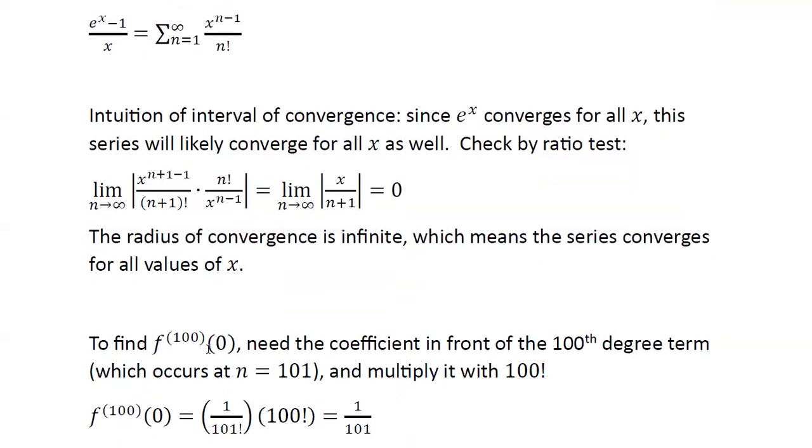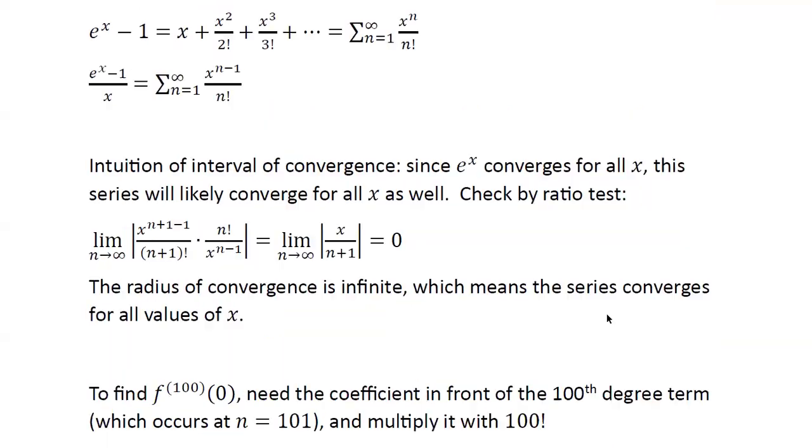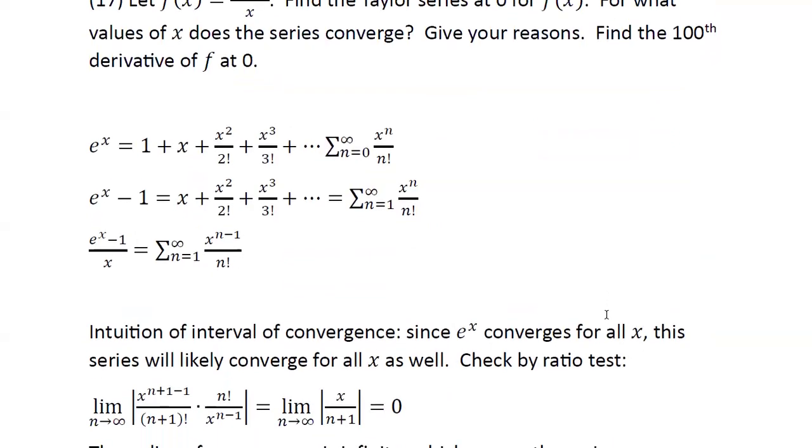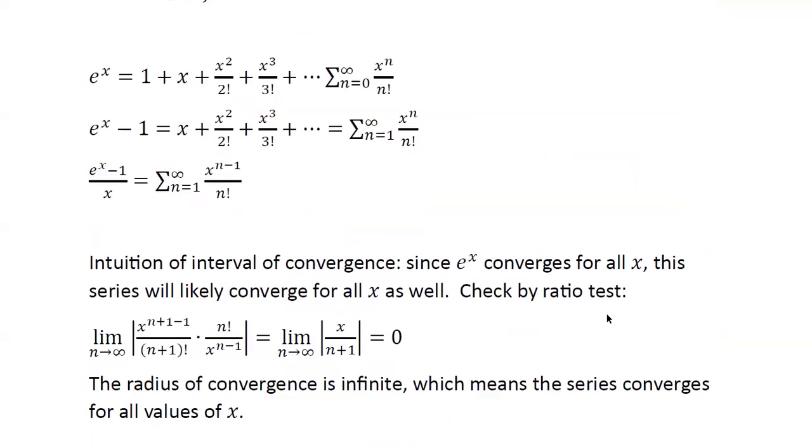Now, I explained this in the previous problems, if you're watching this sequentially. To find the 100th derivative at 0, we need the coefficient out in front of the 100th degree term, and then we multiply by 100 factorial, and that's it. These are quite simple, to be honest, if we understand the concepts, which I explained in an earlier problem. I'm filming this out of order, but anyway.